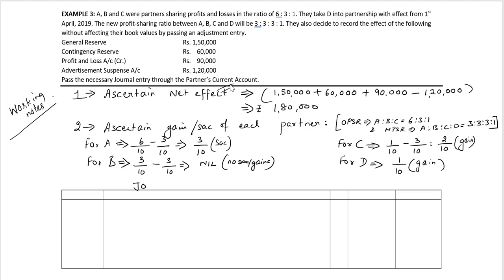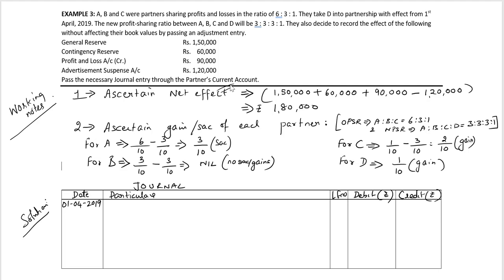We'll go ahead with the solution journal. Date, particulars, LF number, debit rupees and credit rupees. The date of admission of D, 1st April 2019.